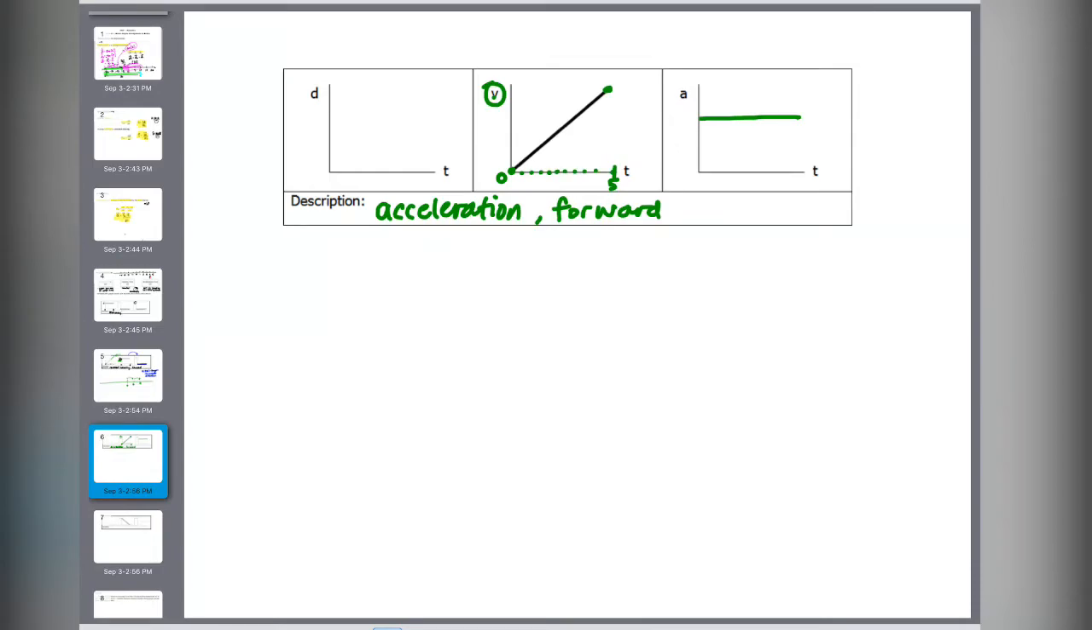I should be covering more and more distance as time goes on. My position time graph should be a curve.